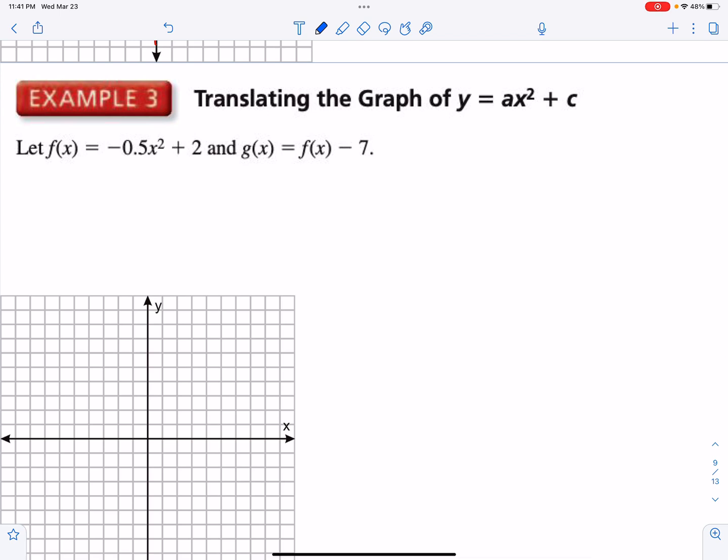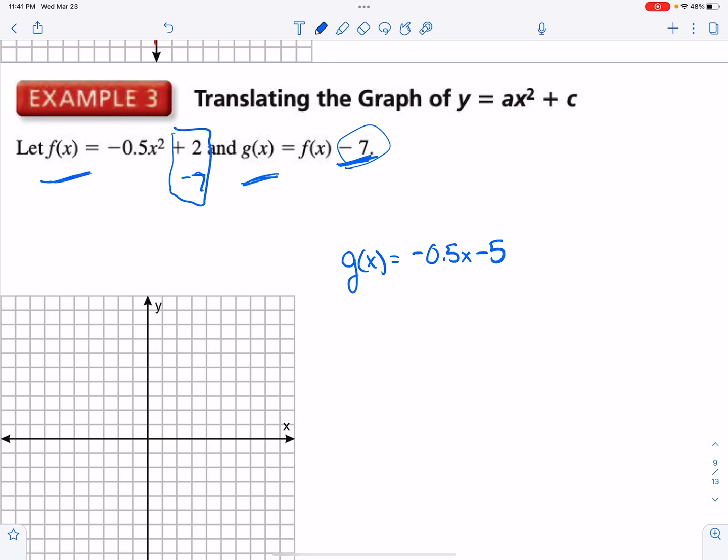So on this one, what they're doing is they're telling us that we're going to change g of x based on what it says in the previous function. So if it just says the function f of x minus 7, I'm just going to take my function f of x and I'm going to subtract 7. Well, in this case, all I'm going to do is move this function down 7. So my new function g of x, I should be able to write it as negative 0.5x, and instead of plus 2, I subtract 7 from that and I get minus 5. So the transformation from f to g on this one, you guys, is just down 7.